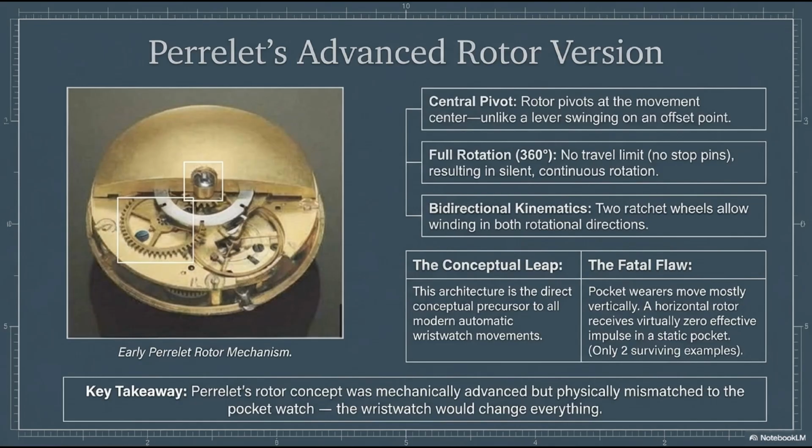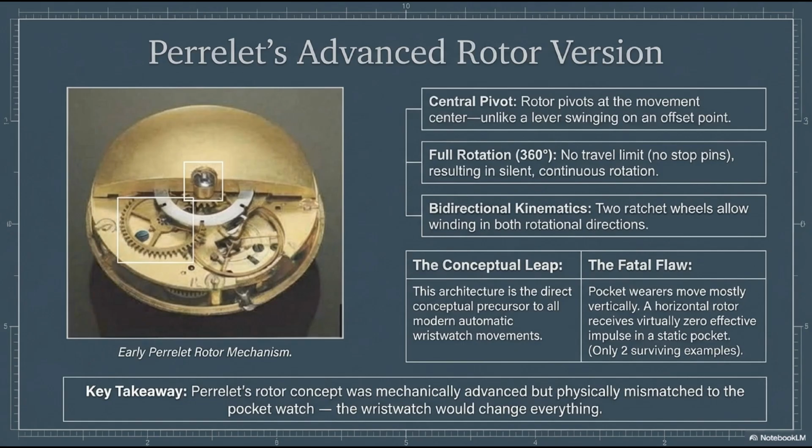Realizing the limitations of the bouncing lever, Perrelet actually developed an advanced rotor version, which you can see in the photograph here. This is an incredibly rare artifact, representing a massive conceptual leap. Notice the architecture. Instead of a lever swinging from an offset point, we now have a central pivot. The rotor is mounted squarely at the center of the movement. Furthermore, it allows for full 360-degree rotation. There are no travel limits, no stop pins, and therefore, no knocking noise. It resulted in silent, continuous rotation.